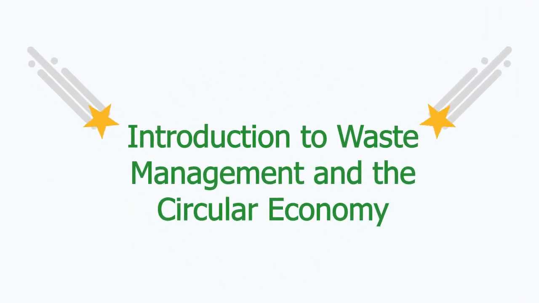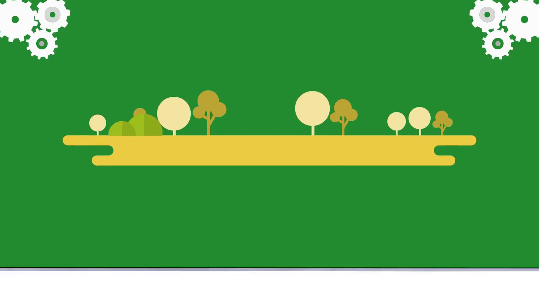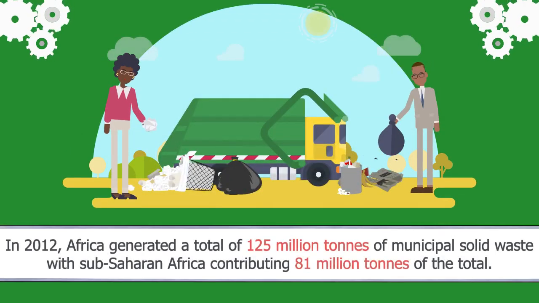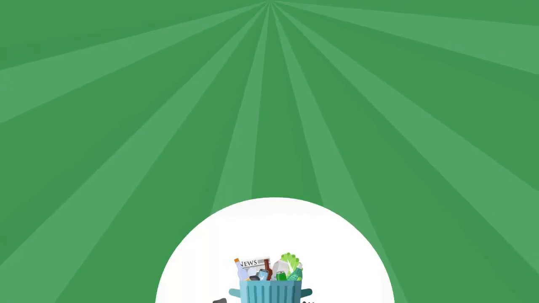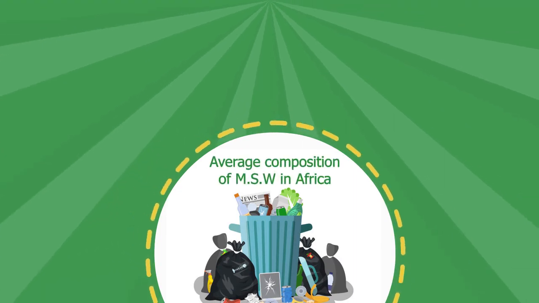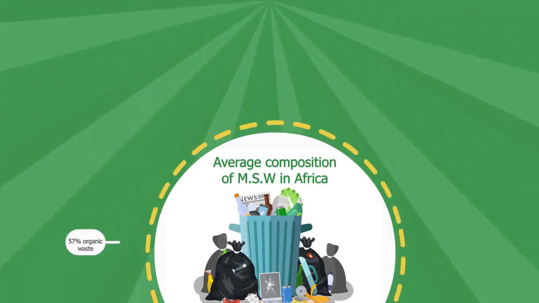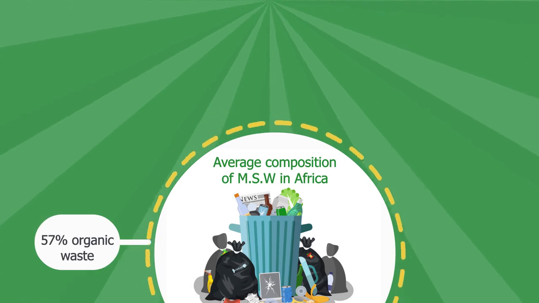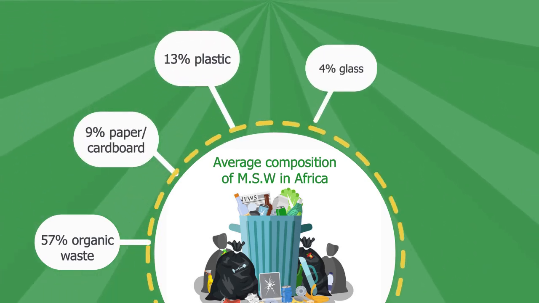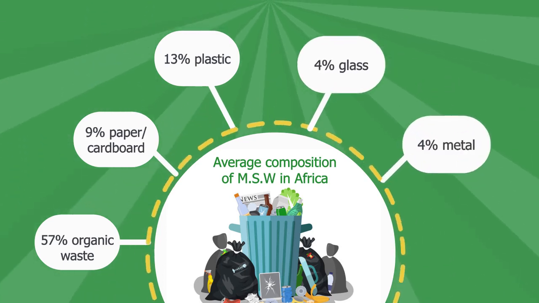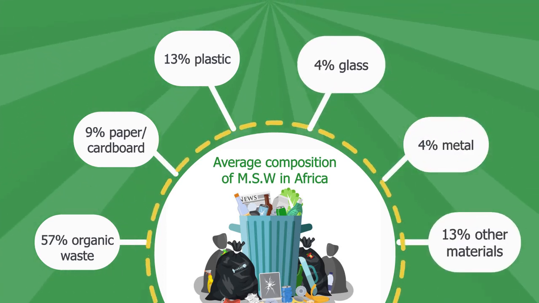Introduction to Waste Management and the Circular Economy. In 2012, Africa generated a total of 125 million tons of municipal solid waste (MSW), with sub-Saharan Africa contributing 81 million tons of the total. The average composition of MSW in Africa comprises approximately 57% organic waste, 9% paper or cardboard, 13% plastic, 4% glass, 4% metal, and 13% other materials.